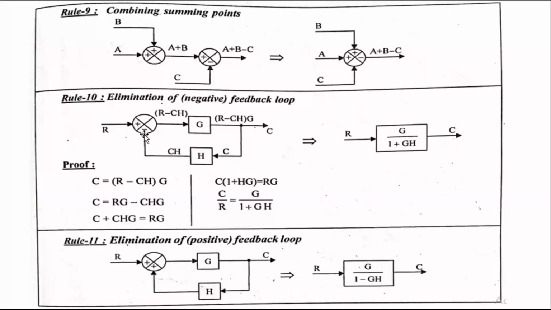Here the feedback is negative feedback. Suppose the feedback is positive, then this sign becomes negative. That is the 11th rule, elimination of positive feedback. The formula becomes G divided by, that is forward path gain divided by 1 minus GH. The reason for the minus here is that this is positive feedback. Positive feedback means we put a negative sign in the formula. These are the important rules.